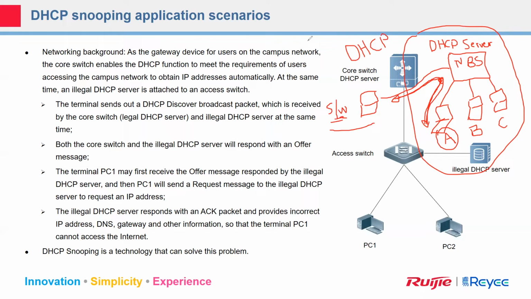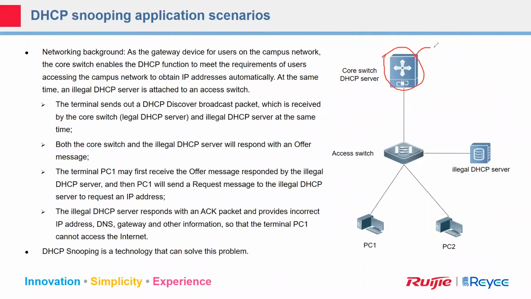Well, as a gateway device for users on the campus network, the core switch enables the DHCP function to meet the requirements of the users. You can have many DHCP servers on that core switch: a DHCP server for VLAN X, VLAN Y, VLAN Z, and so on. Okay, so users accessing the campus network obtain IP addresses automatically, which is the main purpose of the DHCP server.